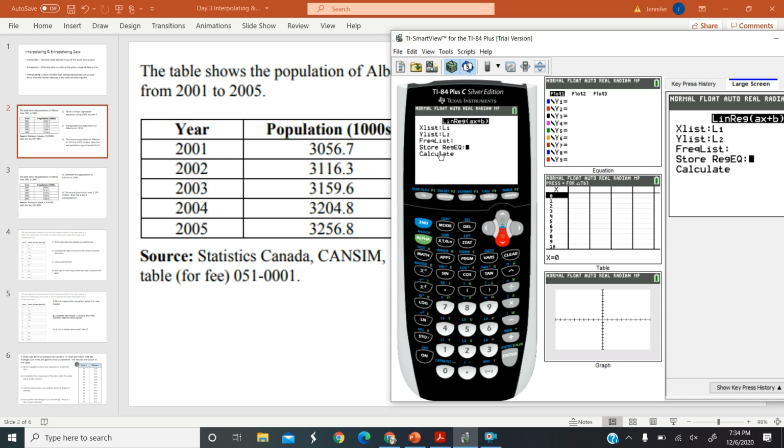And then for store regression equation, I want to put that in y1. So I'm going to go to variables, over to y variables, press enter on function, and then enter on y1. And then I'm going to calculate. I won't go through all of these steps every single time, but I wanted to give a good overview. Now I'm going to go ahead and copy this into our notes.